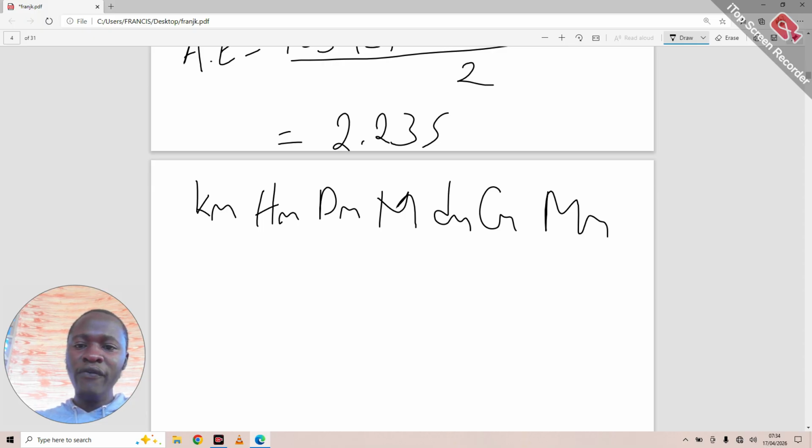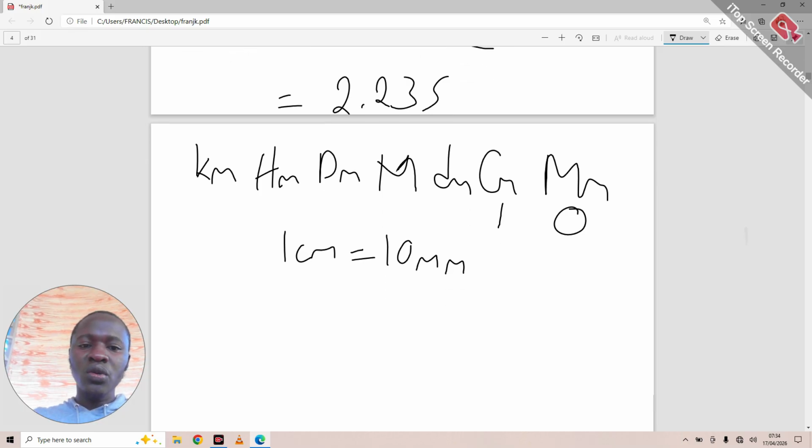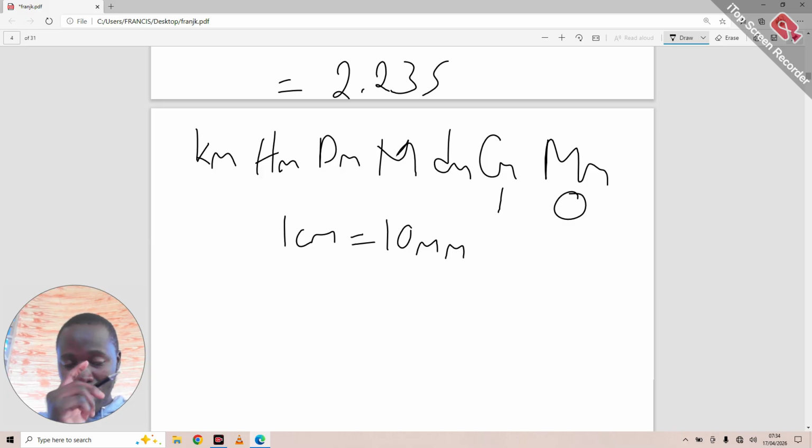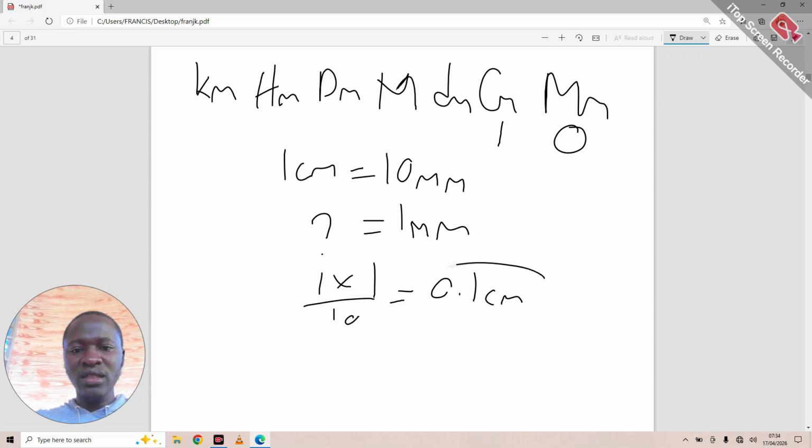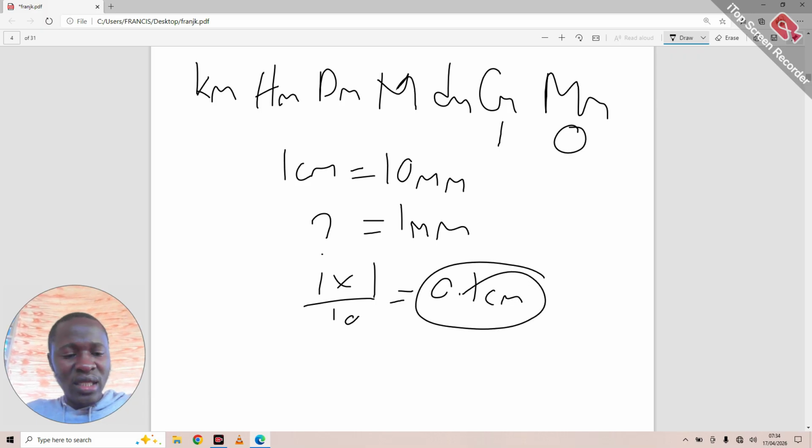So I'm having 1, then 0. That means 1 centimeter is equivalent to 10 millimeter. What about 1 millimeter? 1 millimeter will be equal to what in centimeter? It is 1 times 1 divided by 10, giving us 0.1 centimeter. So this is our accuracy in the same unit as the given measurement.